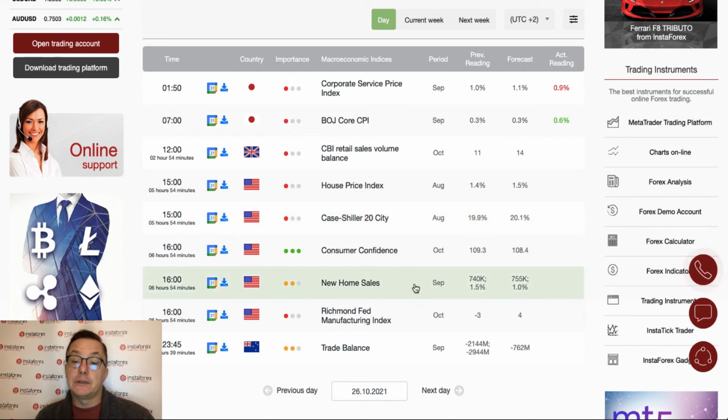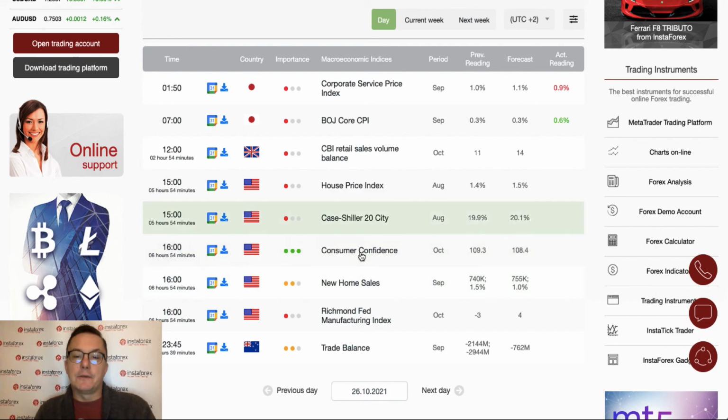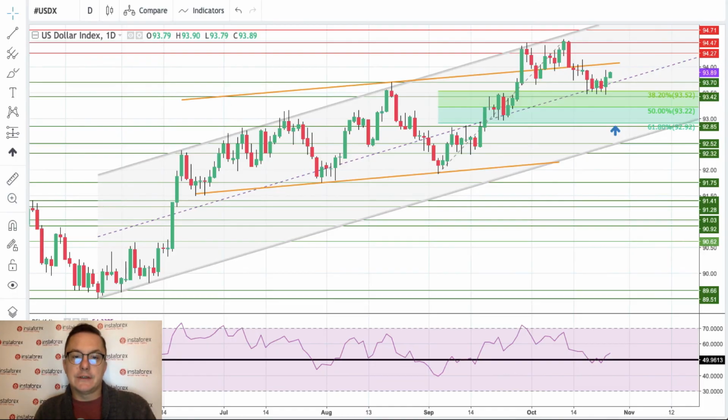Moreover, we have house price index data, the Case-Shiller 20 city index as well, and new home sales data. They're supposed to increase from 740,000 to 755,000, and we have at the end of the day data from the Richmond Fed manufacturing index. So this is the data for today. Not much is going on, so let's just go straight to the charts.